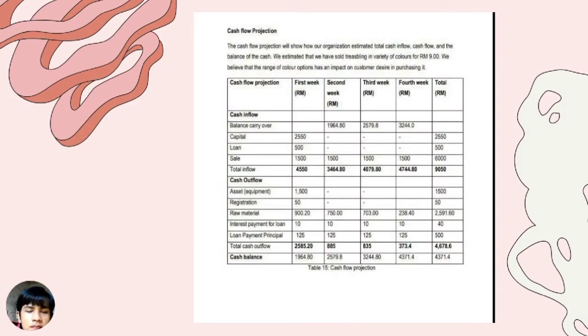As you can see, this is our cash flow projection for the 4th week. The total inflow is 9,050, and the total cash outflow is 4,678.6, and the cash balance is 4,371.4.